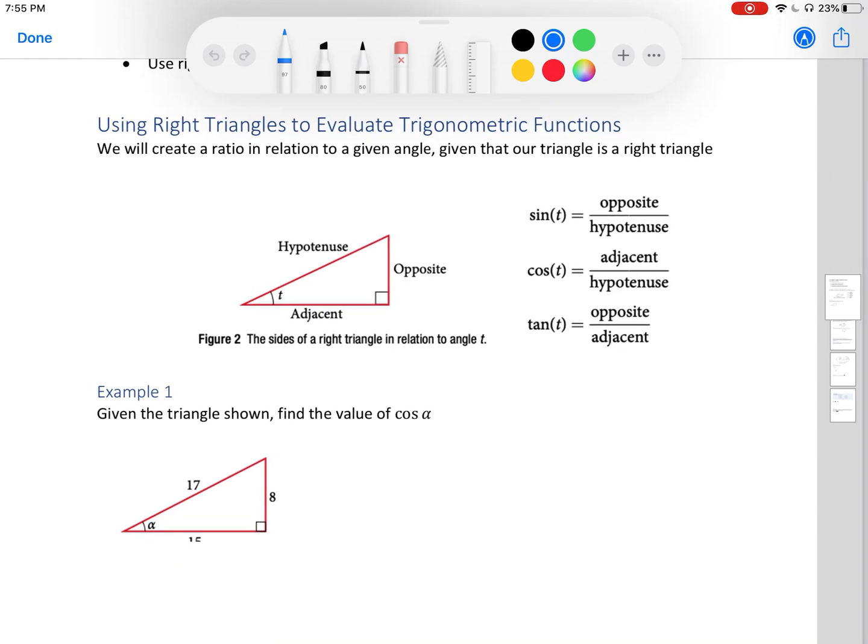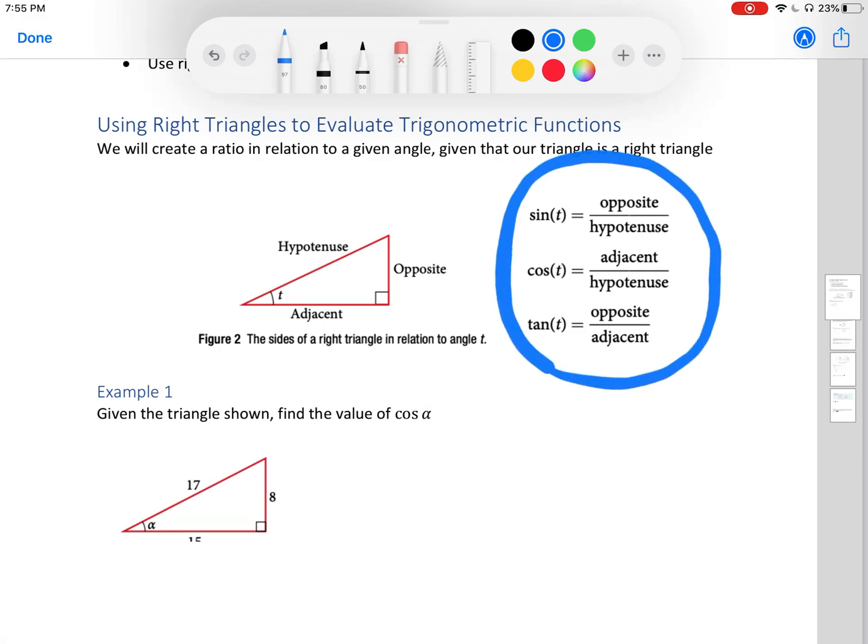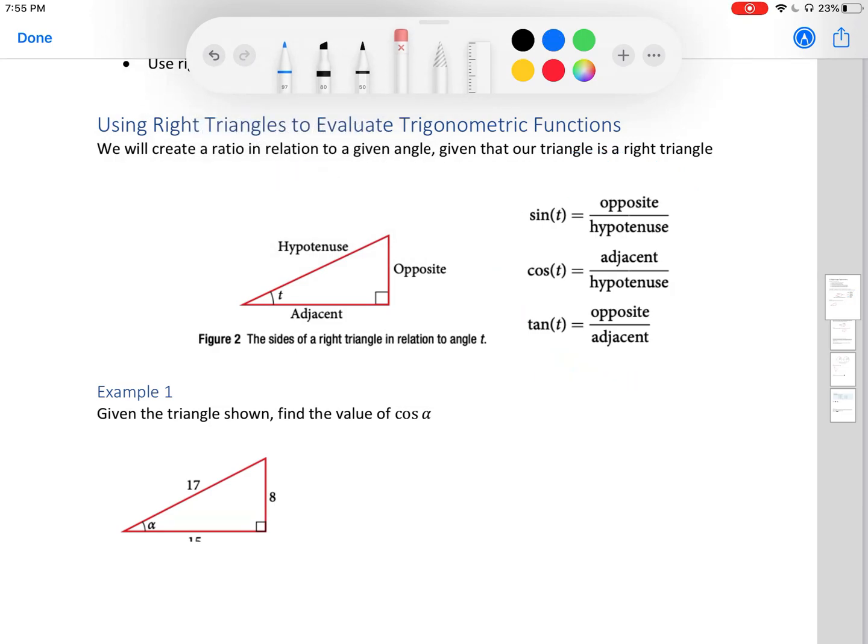Alright, so to begin our right angle trigonometry, make sure you memorize this or get this tattooed somewhere. It's made up of a ratio. We will create a ratio in relation to a given angle, given that our triangle is a right triangle. So it needs to be a right triangle. Your triangle always has your hypotenuse, the side opposite of your right angle.